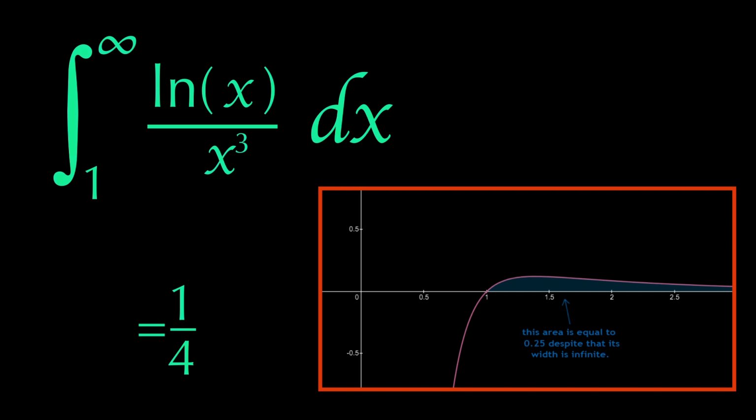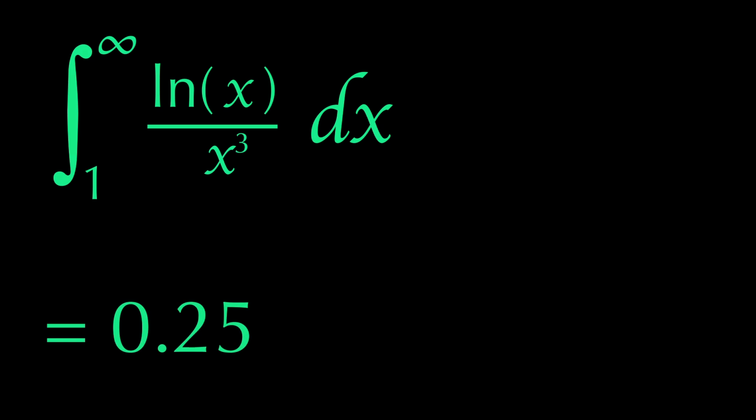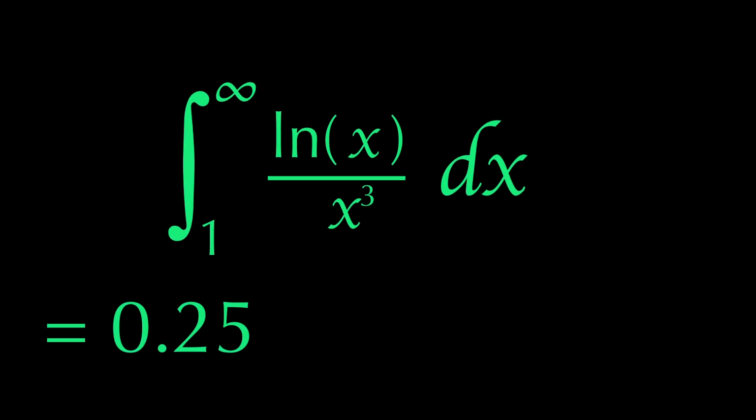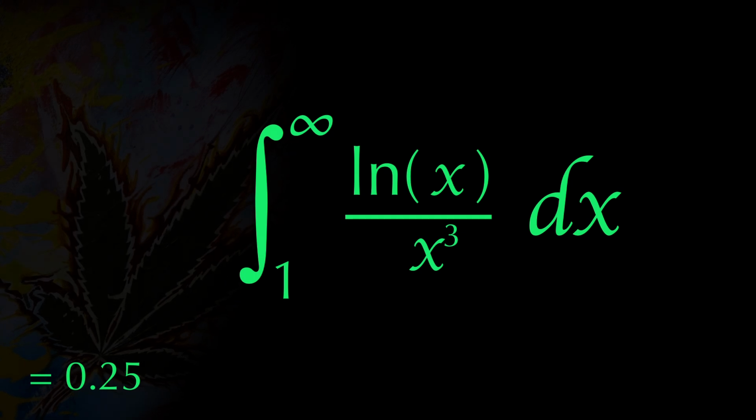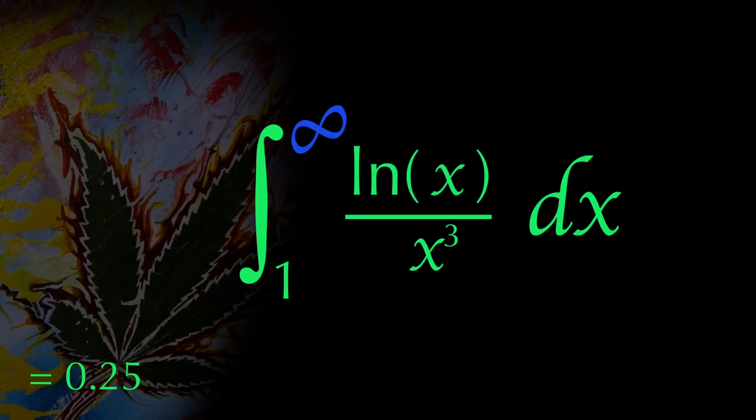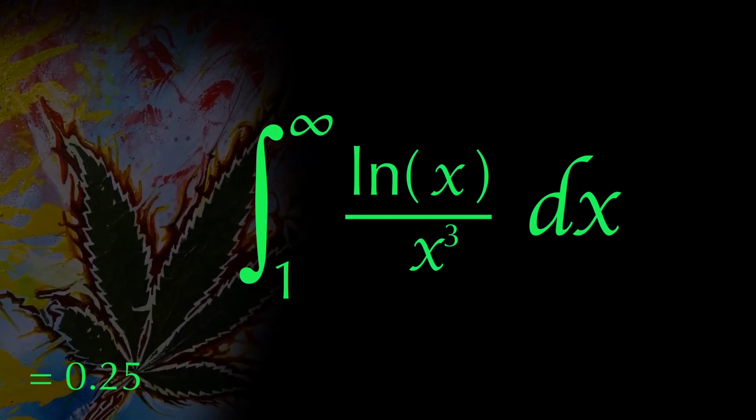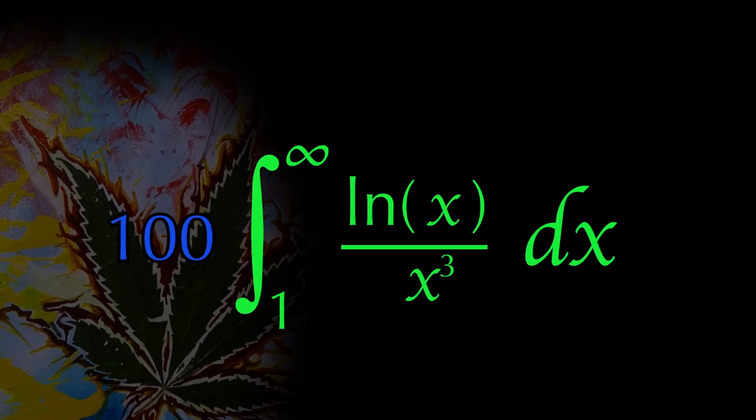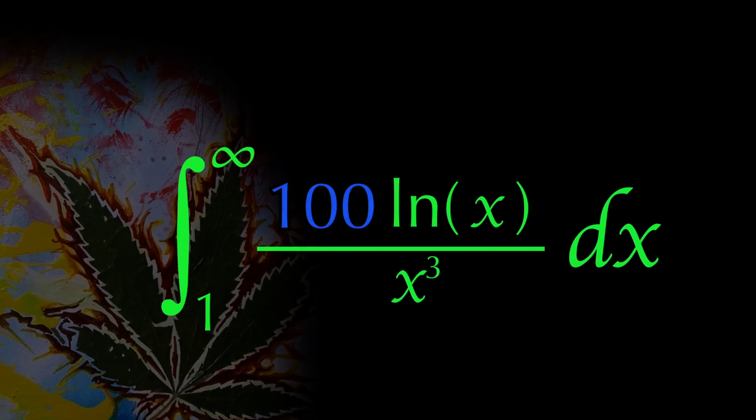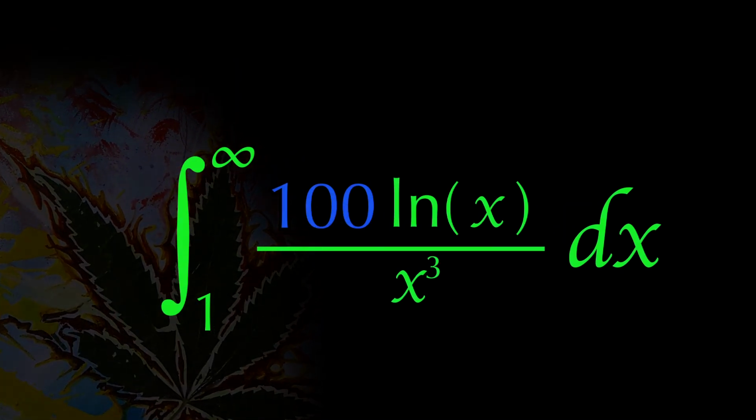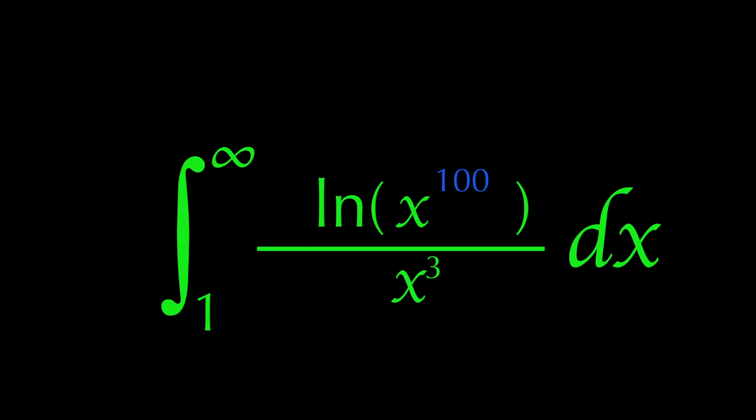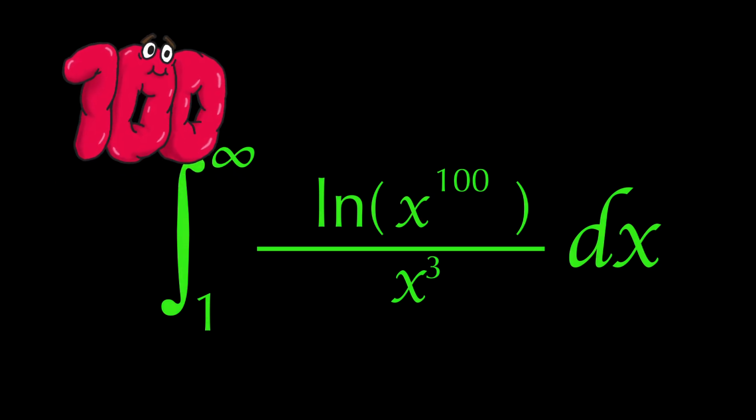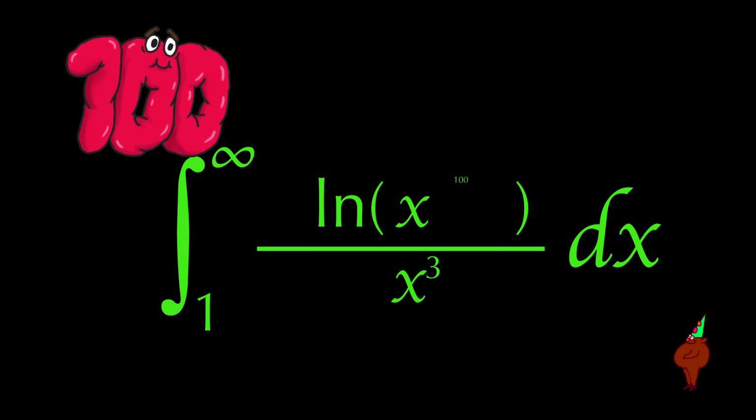But okay, we can do something with this 0.25. Plus, I do like this integral. After all, it has an infinity for the top limit. So I decided to multiply the whole thing by 100 to make it into 25. Now, this 100 can also go inside, like so. And since we have a logarithm, we can shove it all the way in here, making it into a power of this x. Great, but I think that 100 is a little bit on the chunky side. So let's slim it down by turning it into 10 squared.